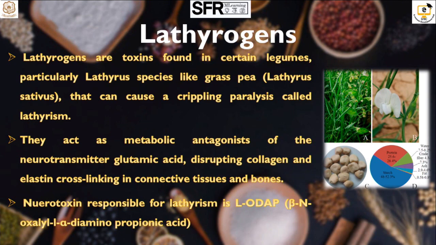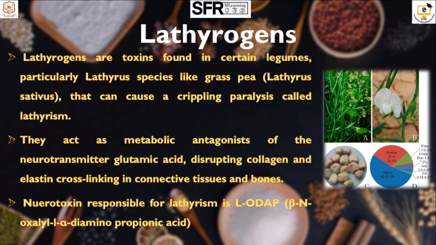Next, the neurotoxin present in lathyrogens, responsible for lathyrism, is beta-N-oxalyl-L-alpha,beta-diaminopropionic acid. These neurotoxins can be removed by steeping and parboiling processes. In the steeping process, the pulse should be soaked in hot water for 2 hours. Then the water should be drained off.